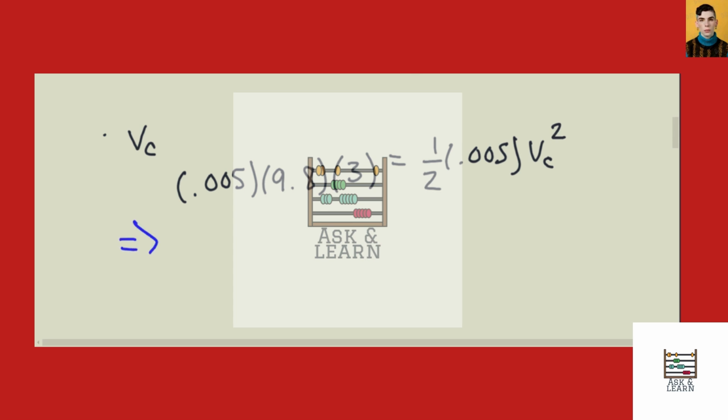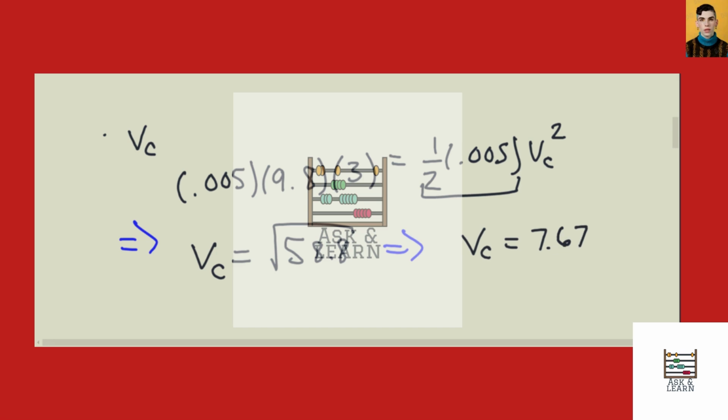Again, plugging this into the calculator and dividing both sides by this side, we have vc is equal to 58.8, and then take the square root to get rid of the square. So vc, the velocity as it hits the can, is 7.67 meters per second.